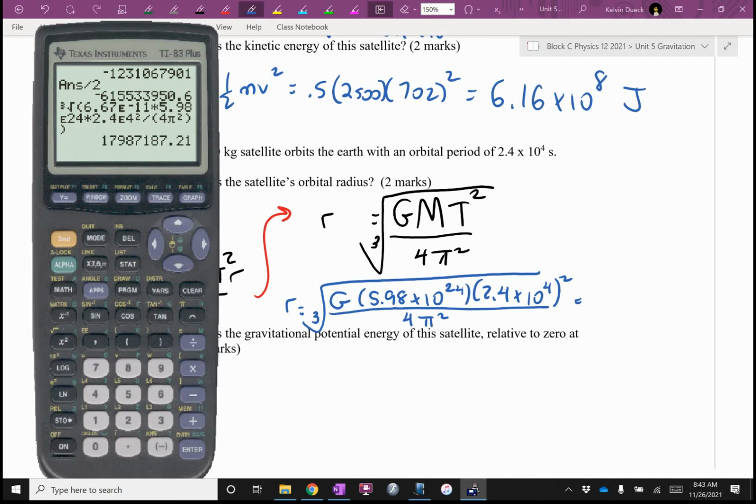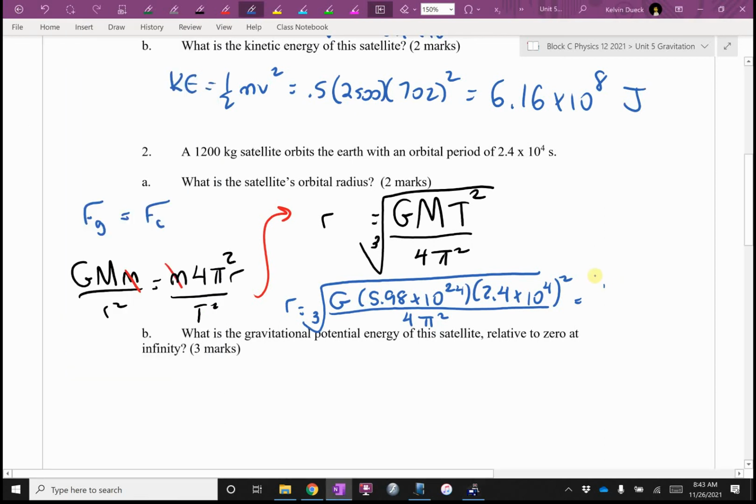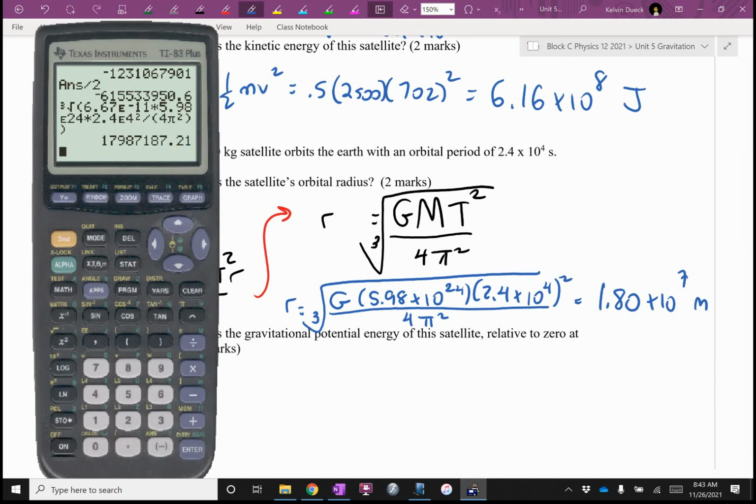Did you all get 1.80 times 10 to the 7th? 1.80 times 10 to the 7th. Annika, what if just for giggles, instead of asking for the orbital radius, I asked for the altitude? This is from the center of the planet, so if I went minus 6.38 times 10 to the 6th, that's its altitude above the planet. That's what's left over. But I'm going to go back to my answer, plus 6.38 times 10 to the 6th, because I think I'm using this for part B.